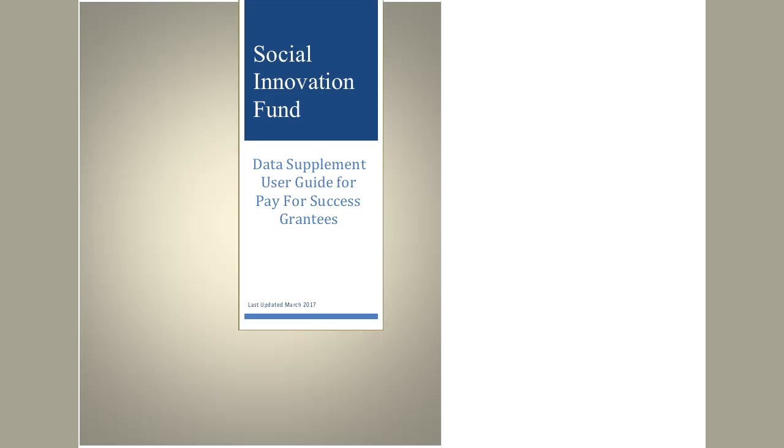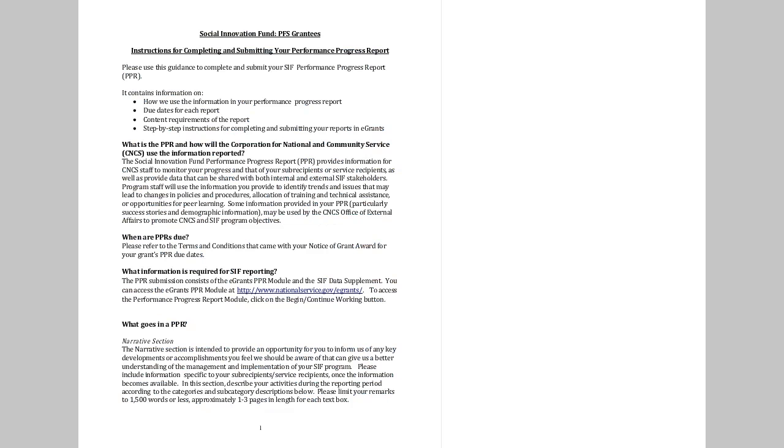So just to get started, I wanted to emphasize to you that there are a lot of really great resources available to help you as you complete your data supplement. And I'll go through a couple of those very quickly. So the first one being the Data Supplement User Guide, which is available to all Pay for Success grantees. Your program officer should have emailed you a copy of the user guide document. It looks like this here on your screen. And that contains screenshots of the various tabs of the data supplement, as well as information on what content should be included in each tab of the supplement.